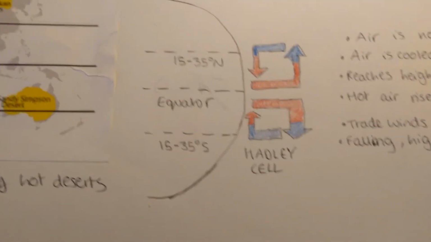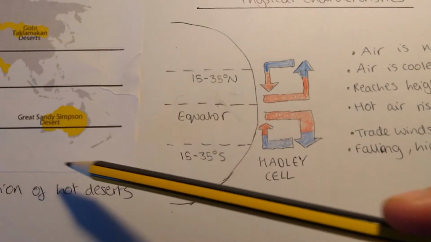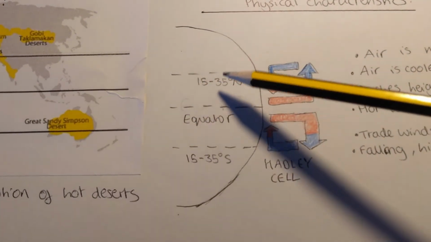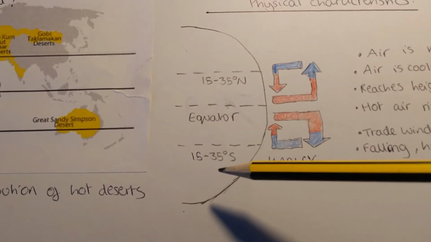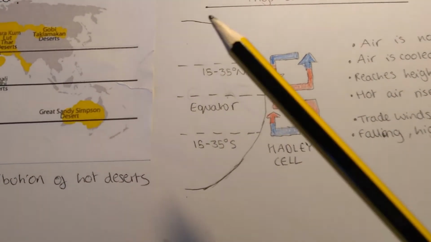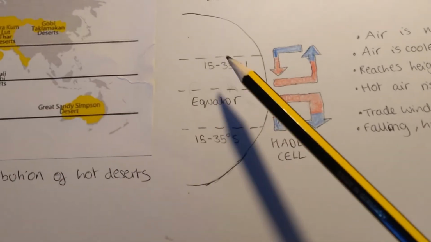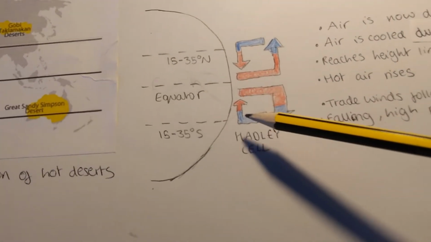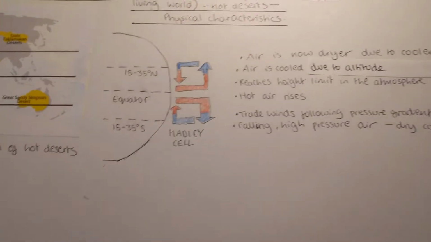Okay, so now we'll be looking at why deserts are where they are. First we're going to be looking here at the Hadley cell. Imagine this is a globe, and here you've got the equator and roughly 15 degrees, 35 degrees north and 35 degrees south, which is generally near to the 23 degrees point of the Tropic of Cancer and Tropic of Capricorn. And here you have your Hadley cell.